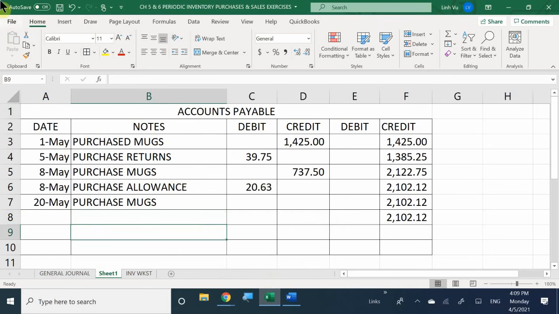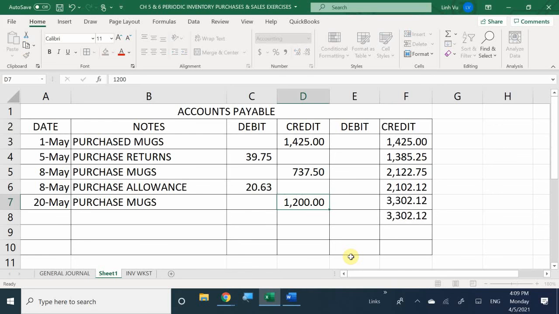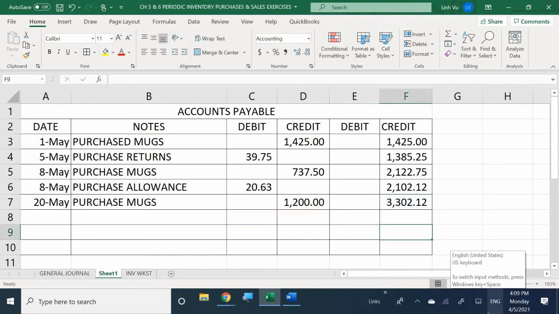Now I made another purchase of mugs, which increased my liability by $1,200, right? So therefore, I now have an account balance of $3,302.12. Okay, so I don't need this one. So $3,302.12. We didn't make any returns or any allowances to this exact batch right here. So the amount that I owe to Cuppies Co. is a grand total of $3,302.12.